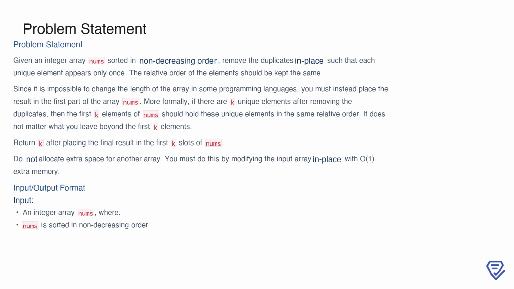Your goal is to return the value of k, representing the number of unique elements, while ensuring that the first k elements of the array contain the unique values in the correct order. Additionally, you must achieve this using O(1) extra memory, modifying the input array directly without allocating extra space.